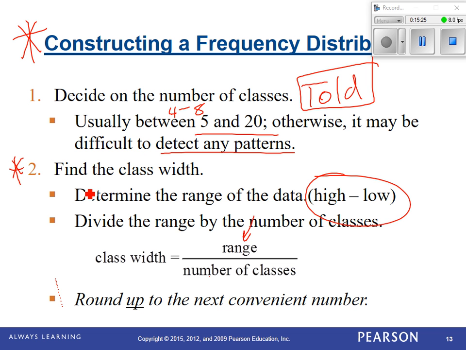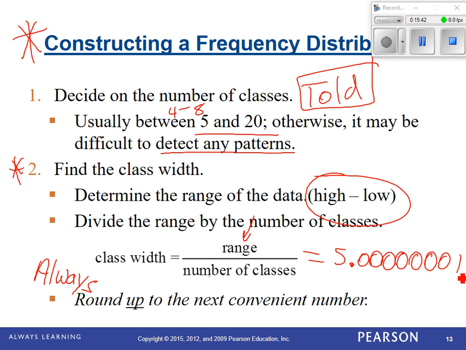You always round up, no matter what it comes out. So if we divide it on our calculator and it comes out to be something like 5.0000000001, we still round up. So that means our class width would be 6. We round up to the next whole number. So no matter what, you always round up. Don't go by the rounding rules that you learned for math. No matter what, you round up for your class width.